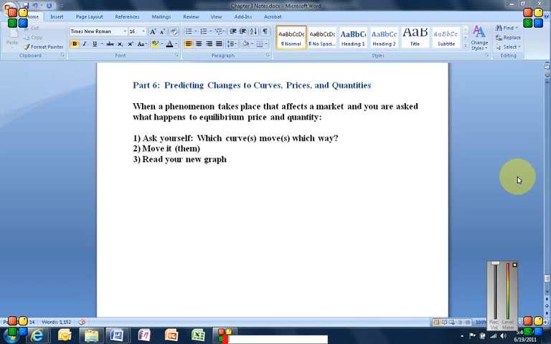I want to talk now about how we predict changes that take place in economics. Predicting changes that will happen to curves, specifically which way will they shift and have to be redrawn, and how that affects prices and quantities. But we have to start with a bit of information about how to graph, because that's going to be a crucial tool for you to use throughout this class. We're still in the microeconomic phase, and that's what we're focusing on.